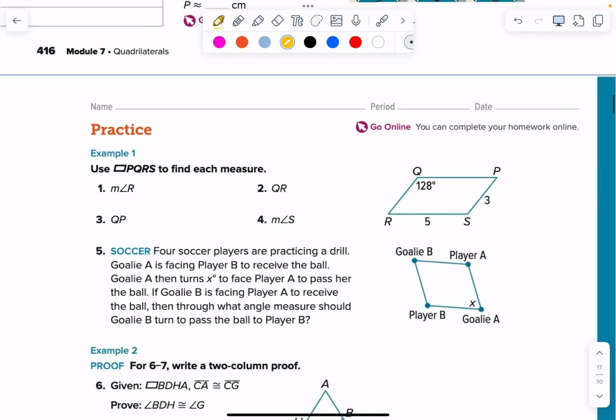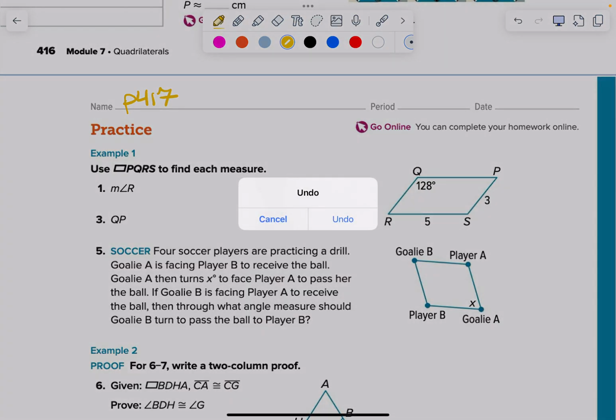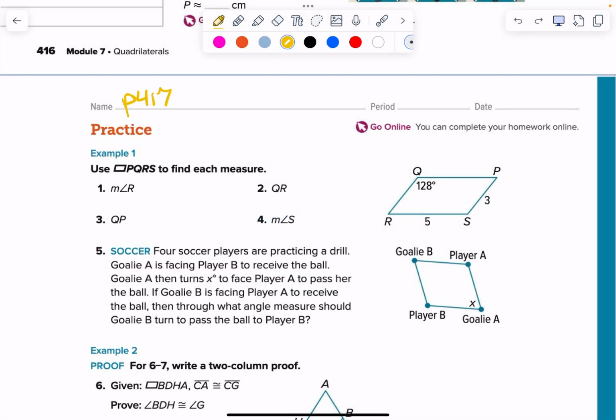Anyway, okay, homework, page 417. Why are you doing it in yellow? Jacob. Page 417. All right. What do you want it to be? And we are 7-2, 1 through 5. Jacob, this one's gonna be 9 through 13. 1 through 5, 9 through 13, 19 through 24.